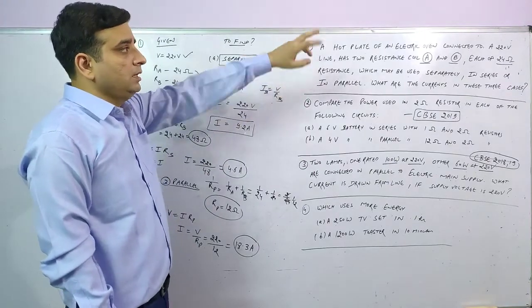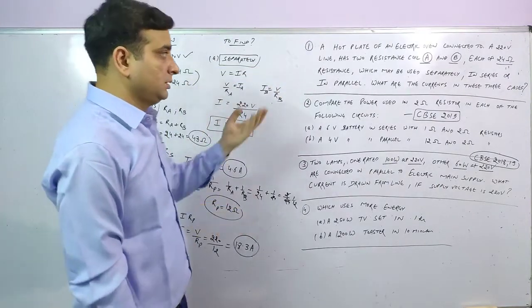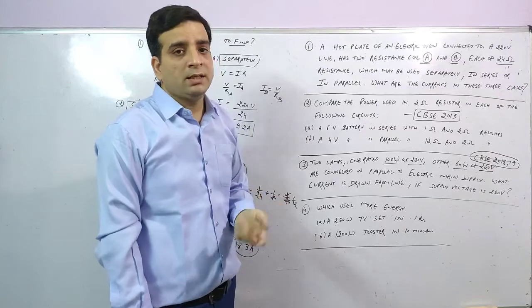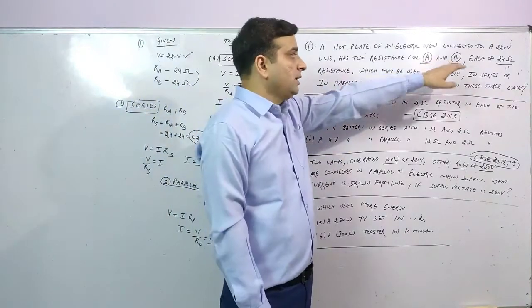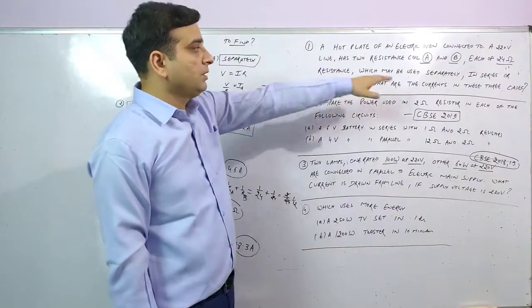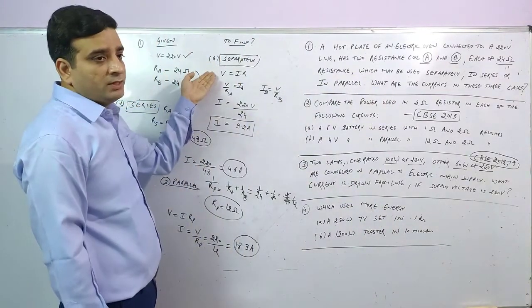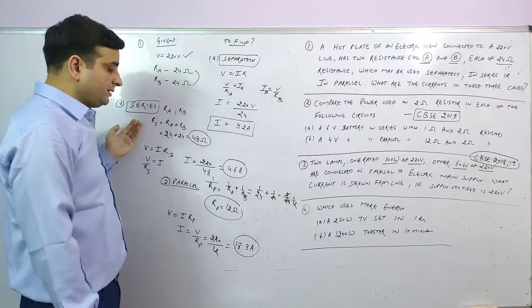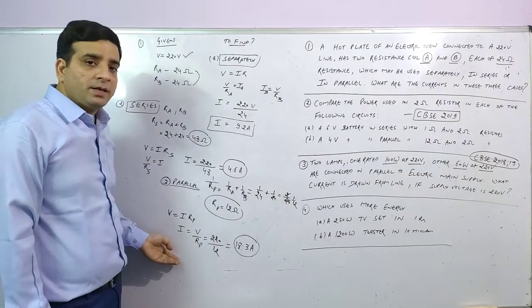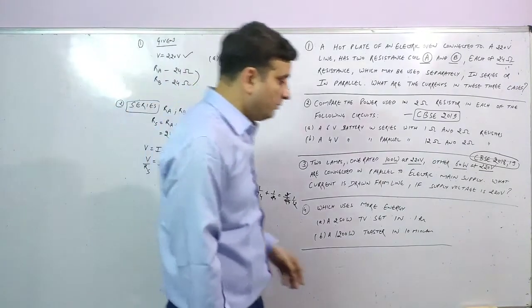So that's how we can solve the first numerical. एक hot plate है in which two resistors are there. Resistor और resistance कोई नहीं तो क्या करेगी? It will produce heat. Each has value 24 ohm, which may be used separately, in series and in parallel. So we have calculated when they are used separately, when they are in series, and when they are in parallel. I hope this numerical is clear to everyone.